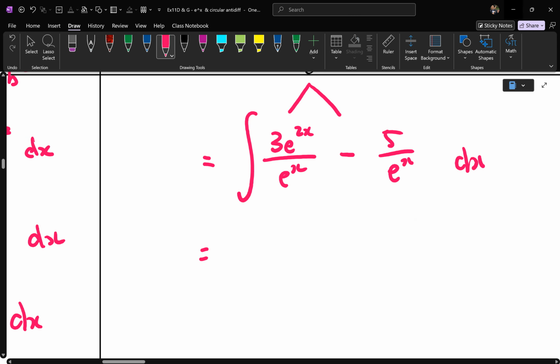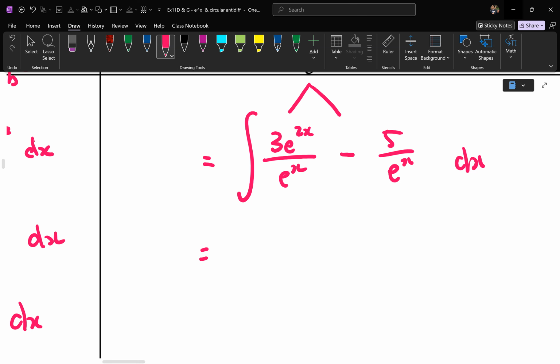Well, this one, we can simplify e to the 2x divided by e to the x. This is index laws, same bases, different powers, but when you divide them, you subtract the powers. So e to the 2x divided by e to the x, what is that, Adrian? What's e to the x divided by e to the x? E to the x, very good. So this becomes now e to the x, but don't forget you've got a 3. Still have a 3.